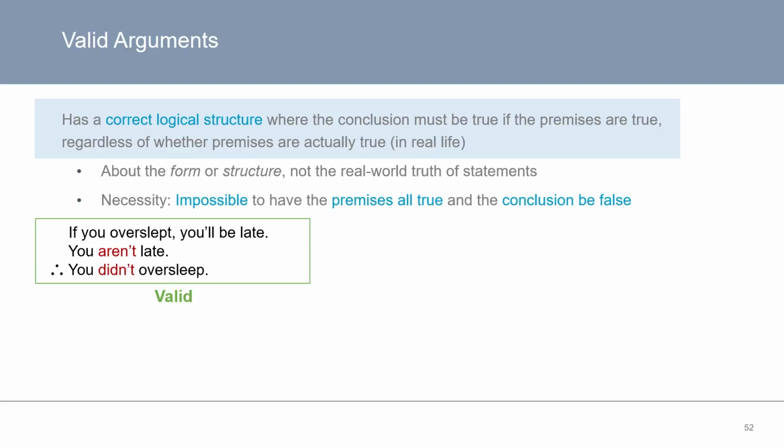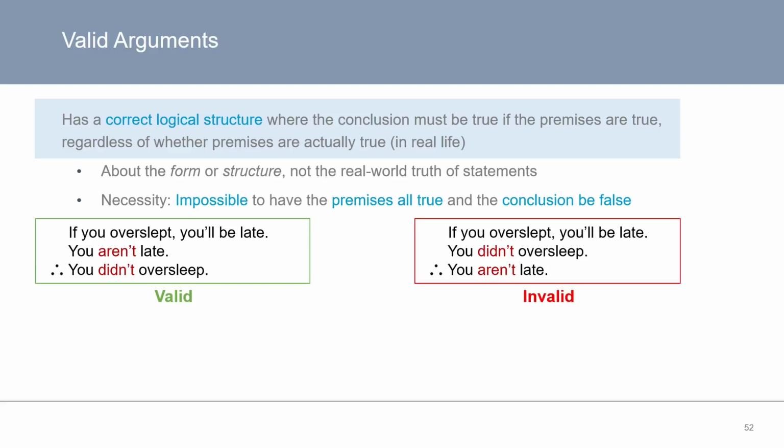The second example starts the same, saying if you overslept you'll be late. However, the rest of the argument states that you didn't oversleep, therefore you aren't late. This argument is invalid because when you think about it, there are other ways for you to have possibly been late other than oversleeping. Just because you didn't oversleep doesn't mean you necessarily were on time.